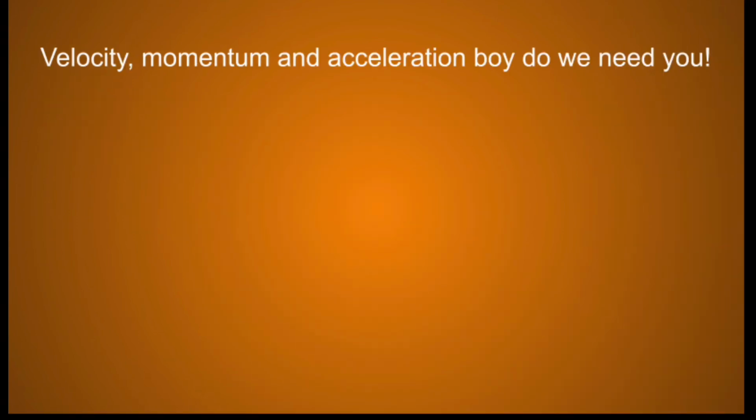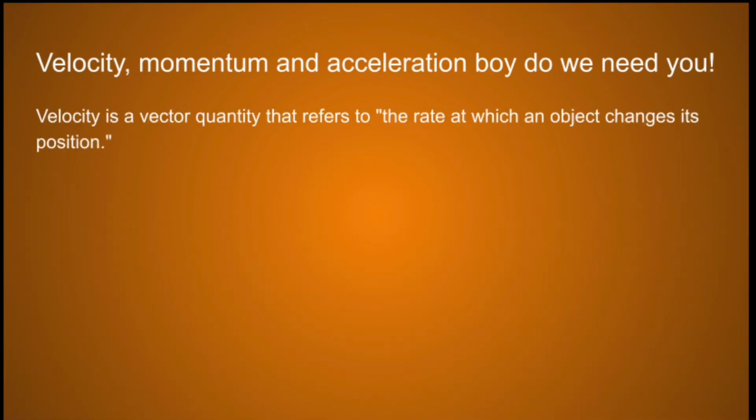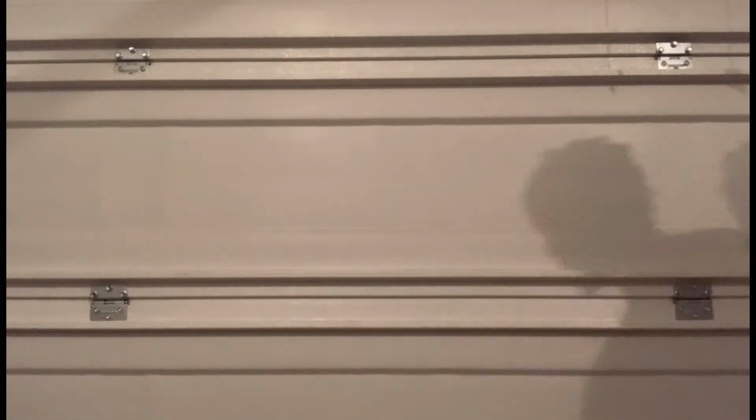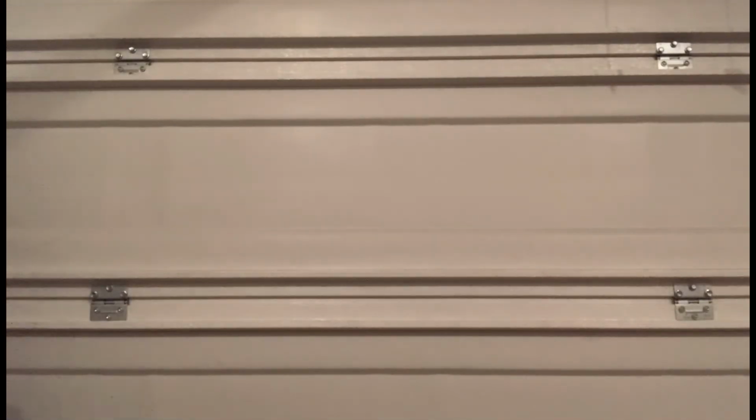And last but not least, we'll talk about how velocity, momentum, and acceleration help drive the pace of the game. Velocity is a vector quantity that refers to the rate at which an object changes its position. Think of this as a basketball player moving down a court. So as he goes along, he changes his position, getting closer to the net.